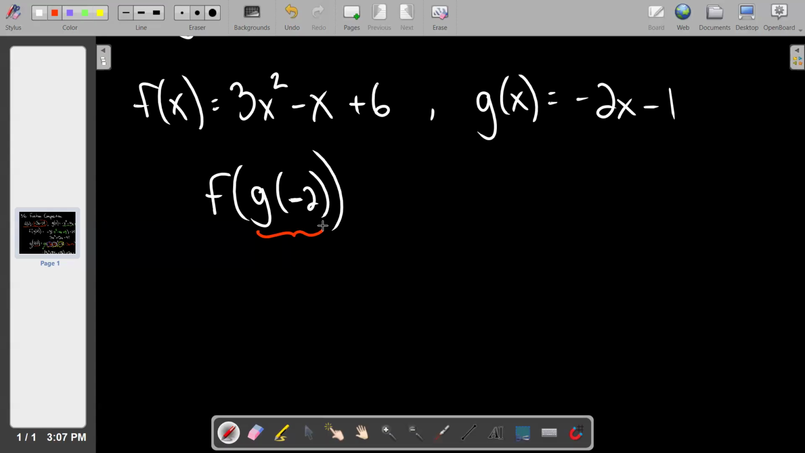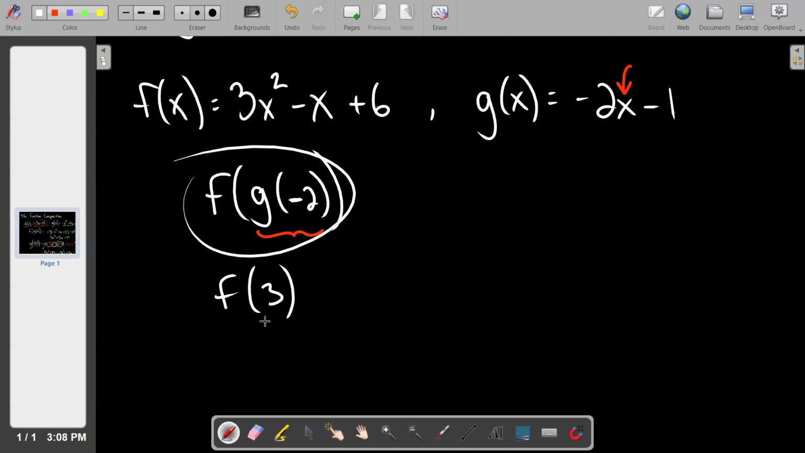It simply means to go to the function named g, and wherever he has an input, wherever that red arrow is pointing, just stick in a negative 2. Do it in your head. What's negative 2 times negative 2? Positive 4 minus 1 is 3. So what this problem is really asking you to do is quite simply find f of 3. The output of one becomes the input of another. That's the essence of a composition.